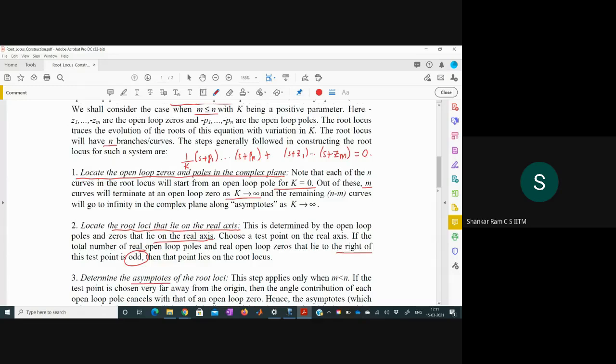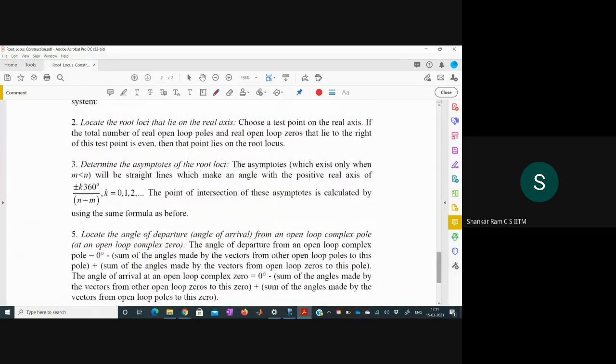Now, since the angle condition is changed to an even multiple of pi, we can immediately see that we follow the same thing. We choose a test point, and we count the number of real open loop poles and real open loop zeros to the right. That's the count we still do. But then you can immediately realize the difference: now this count should be even, then that point lies on the root locus. That is an important difference. So you can immediately see that step 2 changes when we consider this set of steps for constructing the root locus with positive feedback.